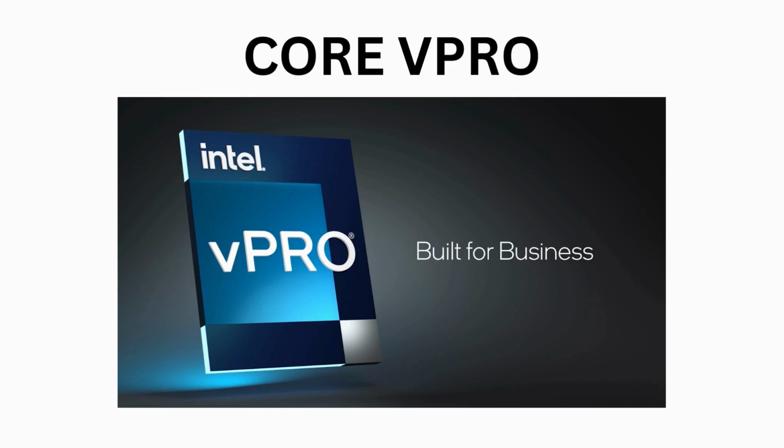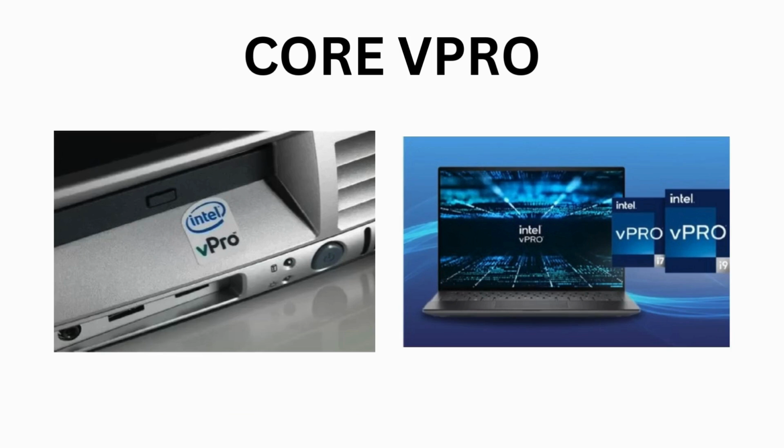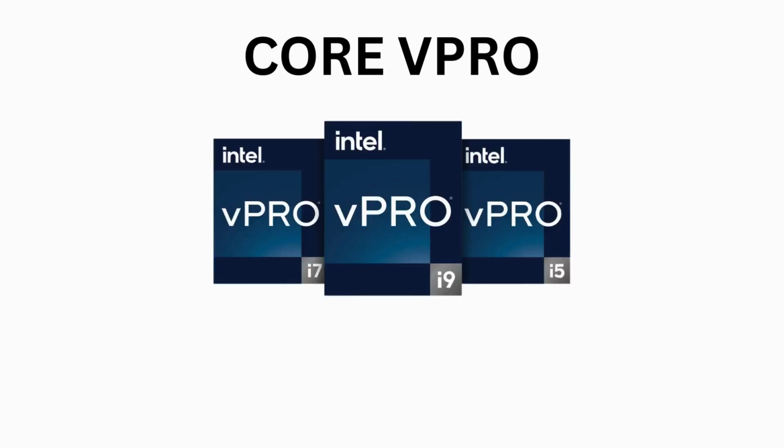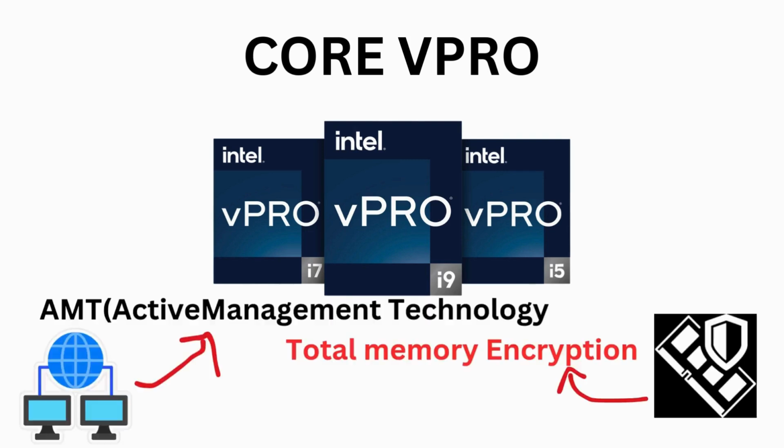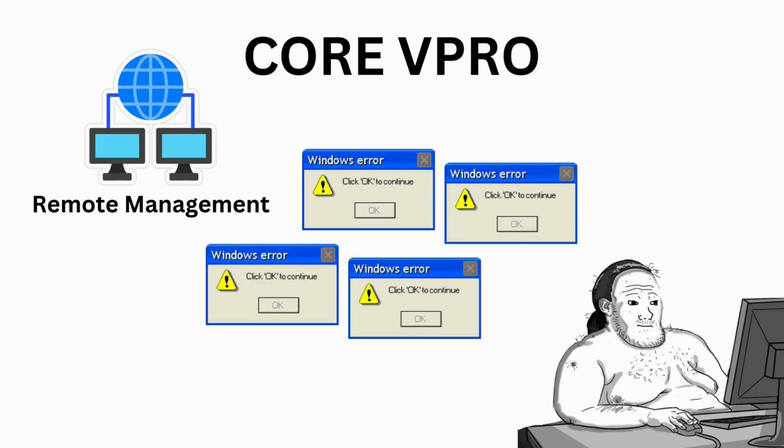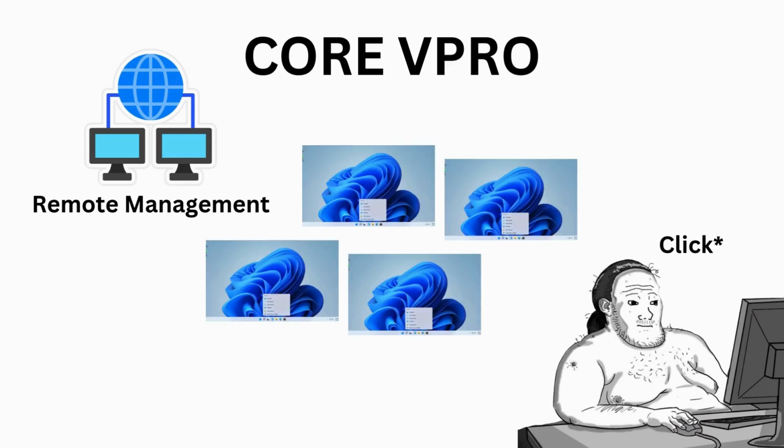Intel vPro is a special variant of the Intel Core series for business. You'll often see vPro versions of Core i5, i7, or i9 in office or enterprise laptops. What makes vPro special is because it has Intel's Active Management Technology and Total Memory Encryption feature. So AMT is basically a remote management feature where IT admins can update, control, or lock many computers remotely, so they don't have to fix it one by one.